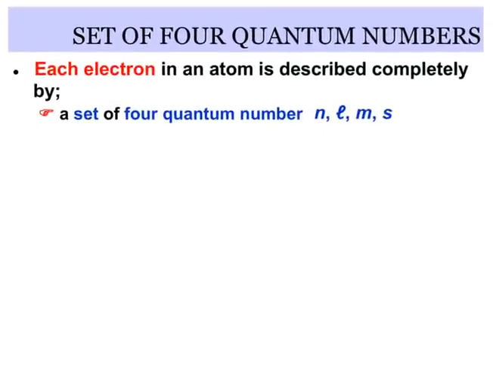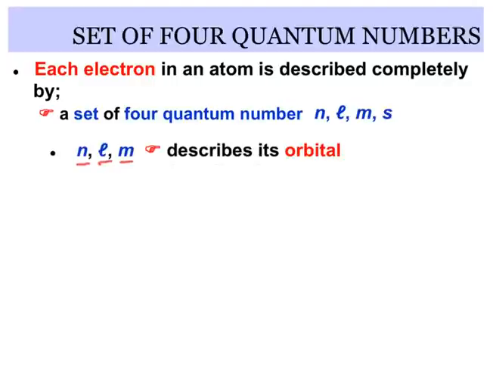A set of 4 quantum numbers is used to describe each electron in an atom. A set of 4 quantum numbers consists of the principal quantum number, azimuthal quantum number, magnetic quantum number, and electron spin quantum number. The principal quantum number, azimuthal quantum number, and magnetic quantum number describe the orbital occupied by the electron, while the electron spin quantum number describes the electron spin on its own axis.